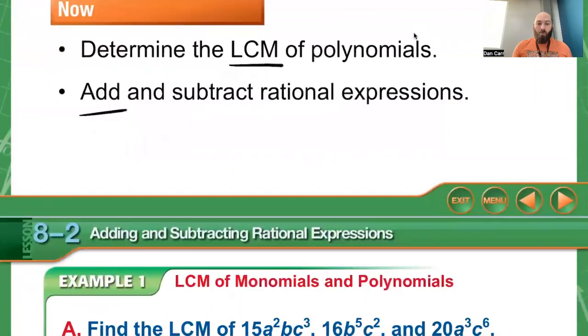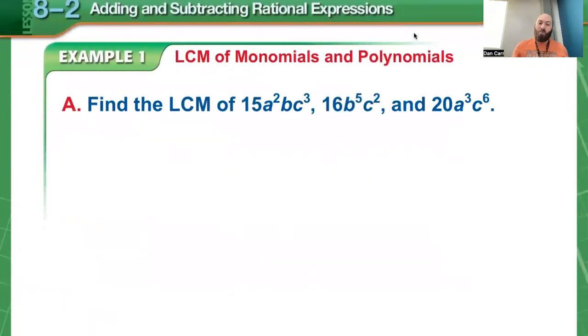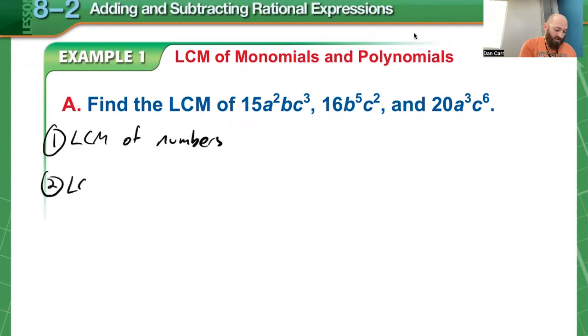But first thing we want to talk about is finding that least common multiple of monomials and polynomials. So we want to find the least common multiple for these three right here. When looking at these, the least common multiple has basically two parts to it. It's got the least common multiple of the numbers, and then there's also the least common multiple of each variable.